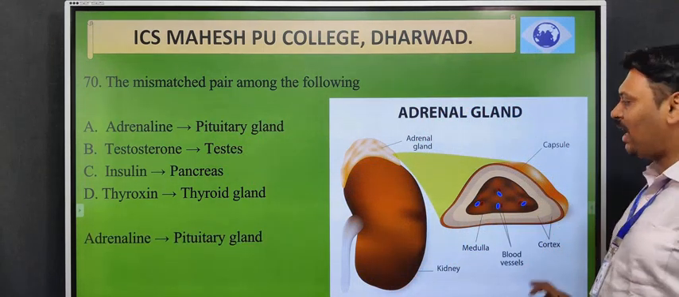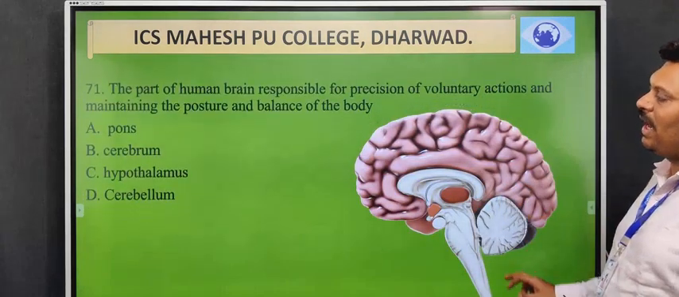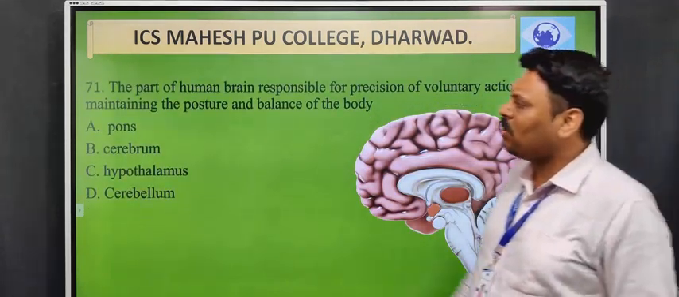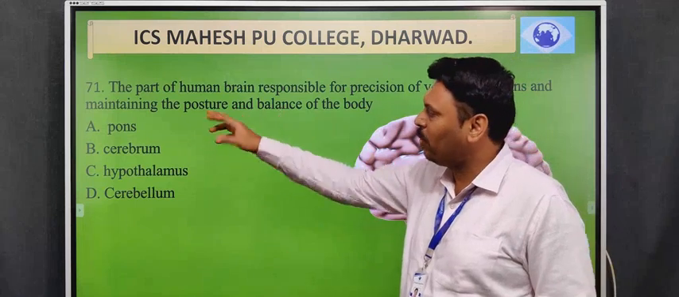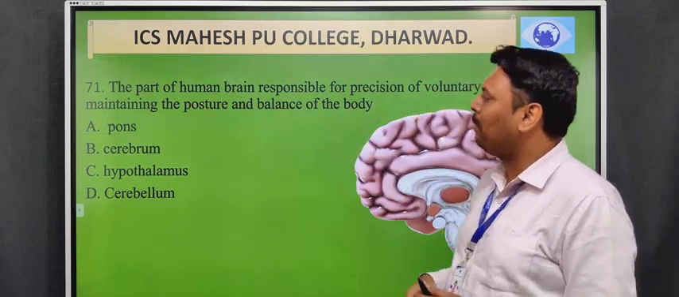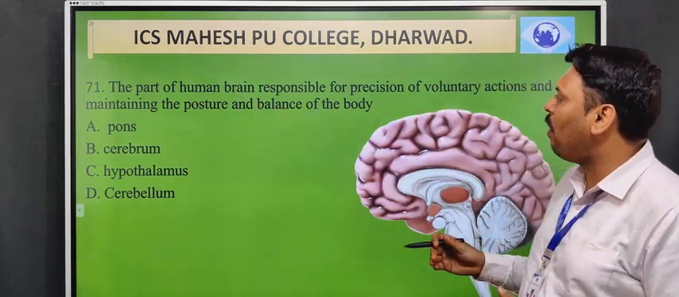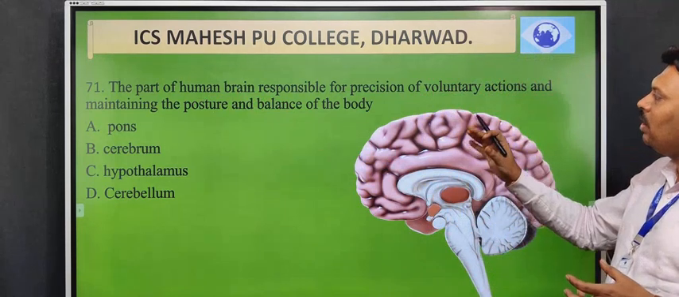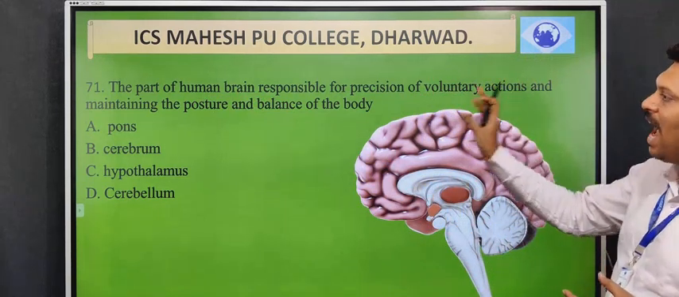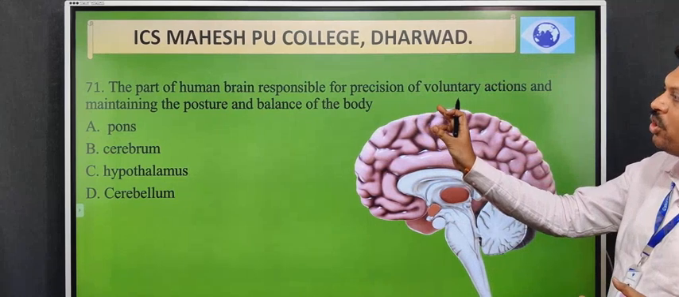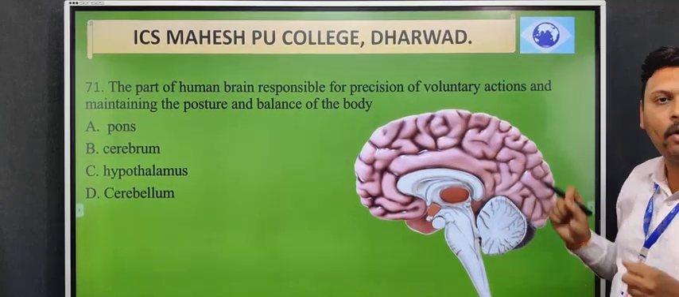Is that right? Then coming to the next question, which is quite interesting. It is the 71st question: which is the part of the human brain responsible for precision, voluntary actions and maintaining the posture and the balance of the body?